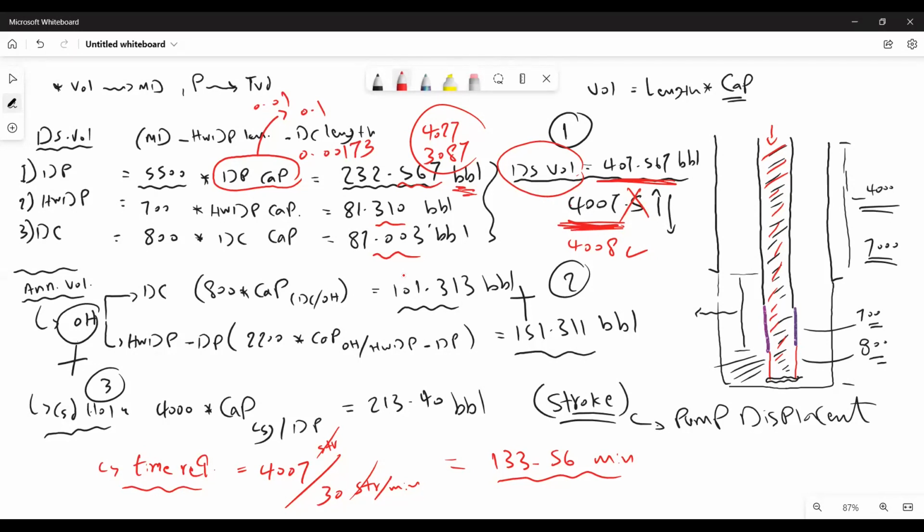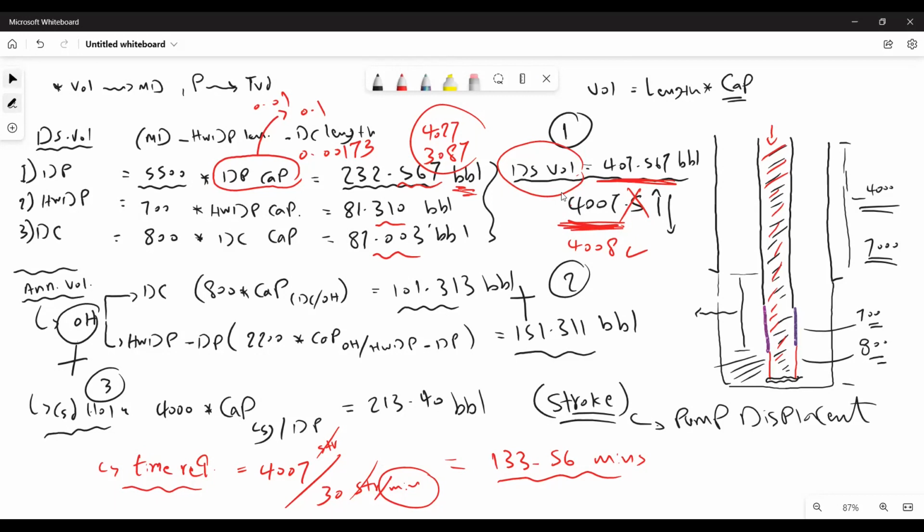Okay, so for time required, you need to take the volume in strokes, for example here 4007, and divide over the pump rate of 30 SPM. Now the stroke goes with the stroke, and only we have the time. So now the time is 133.56 minutes. Okay, so clear here.